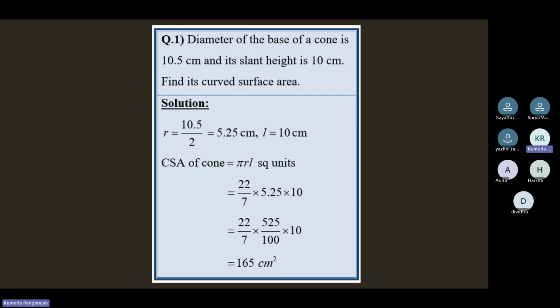These are very direct. Diameter is given. Diameter is 10.5. So radius will be 10.5 by 2. Diameter is given, so find the radius. And slant height is given. Directly slant height is given. So you know radius, you know slant height. And you should find the CSA, curved surface area, pi r L. Direct question.